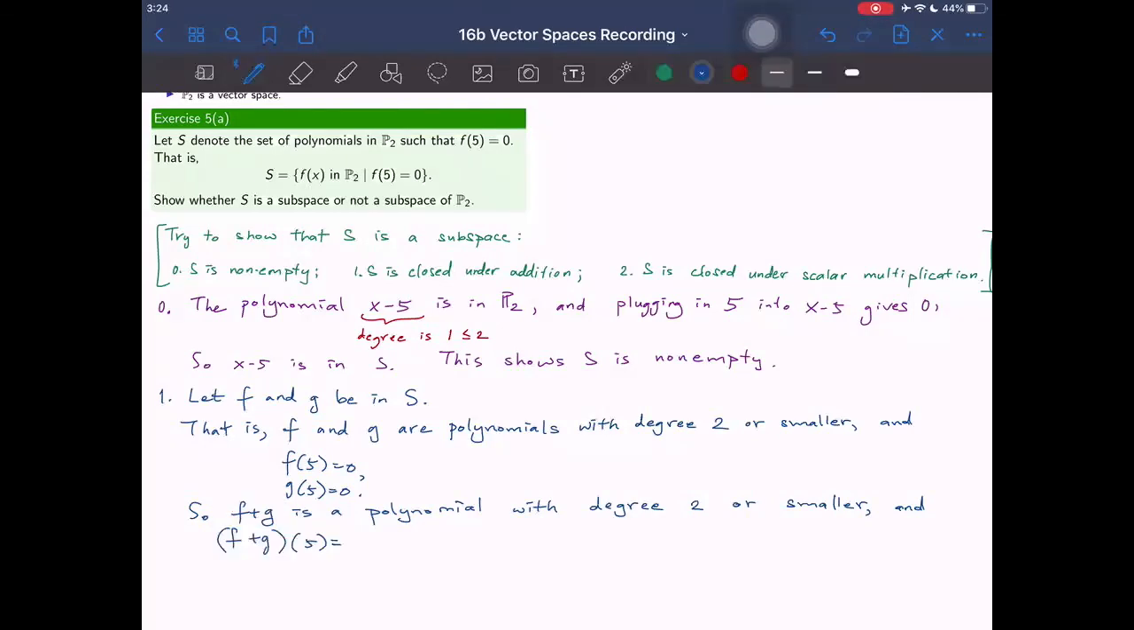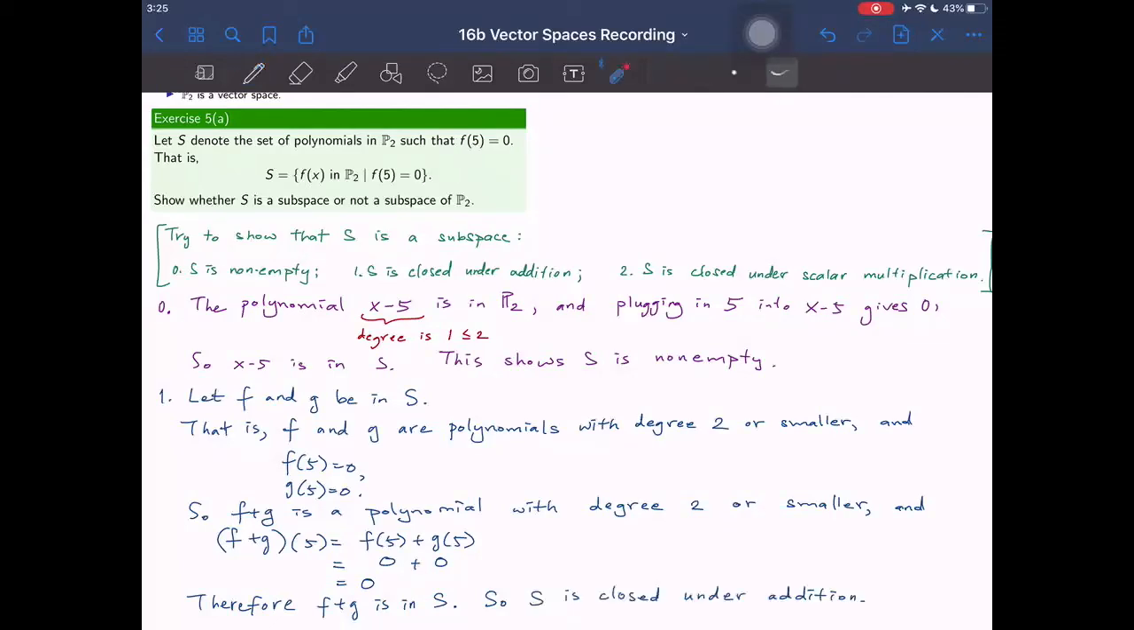If I plug in 5 into f plus g, this is the same as f of 5 plus g of 5. f of 5 is 0 and g of 5 is 0, so I get 0. Therefore, f plus g is in our subset S. So S is closed under addition. This is hopeful. If we can show the last thing, then we can show that S is a subspace of P2.